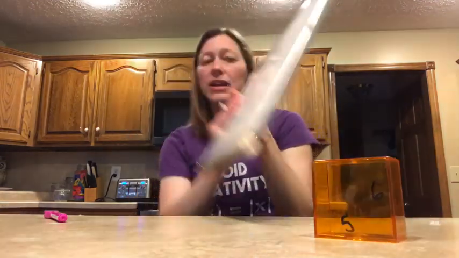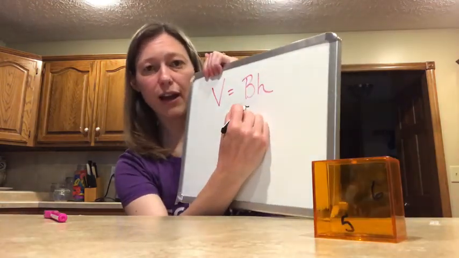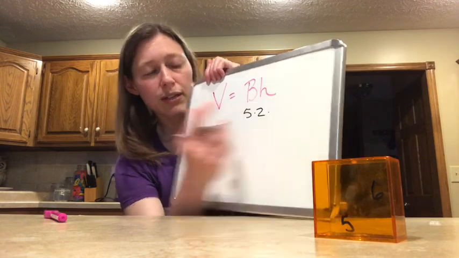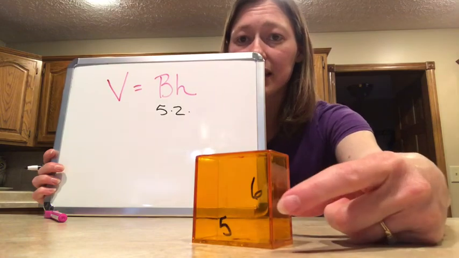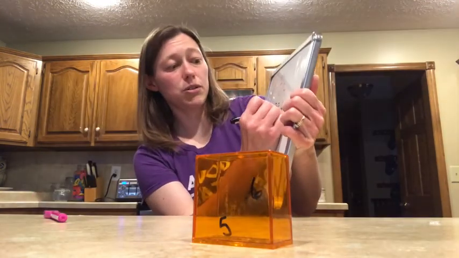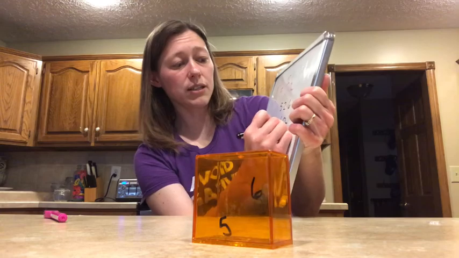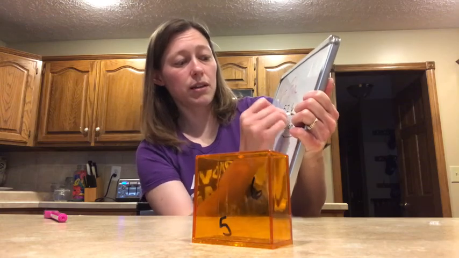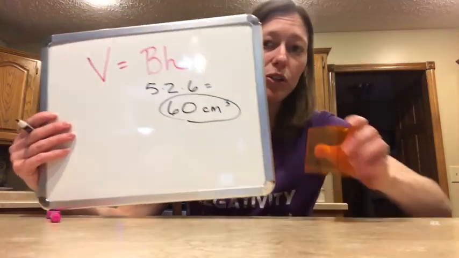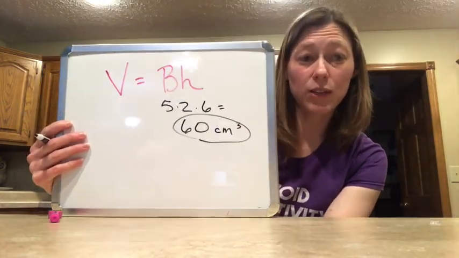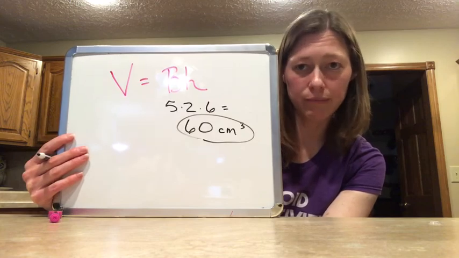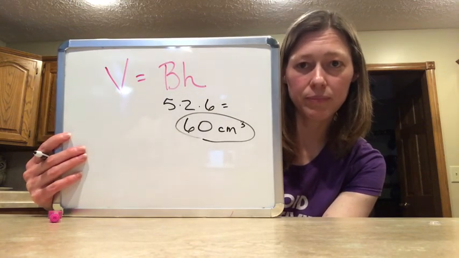Yes, 5 times 2, which is 10. So my area of the base is 5 times 2, times the height, and the height is 6. So now I'm just going to go 5 times 2 times 6, which gives us 60 centimeters cubed. And that is all you have to do to find the volume of a rectangular prism. That's it. That's all you got to do. I'm not lying to you. That's it. Done.